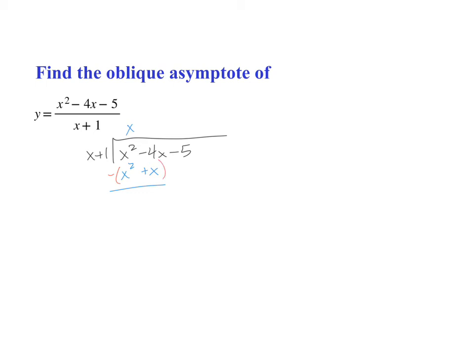Subtract these. So that would switch our signs. So we'd end up with 0, and then we'd have negative 5x. Negative 5x divided by x would give us minus 5. And we're done. So that would be our oblique asymptote line.